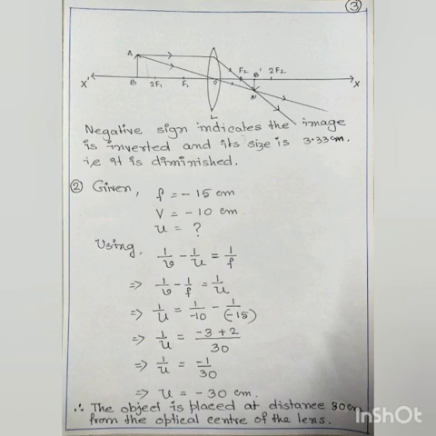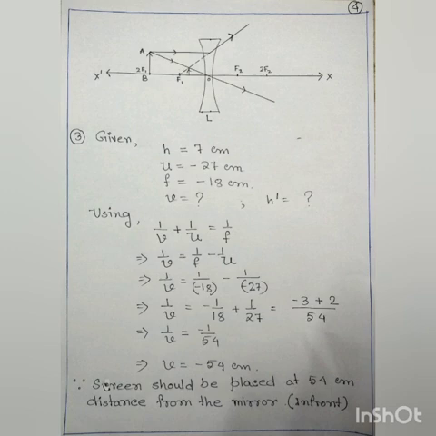See the calculations properly. And u will be minus 30 centimeter. So the object is placed at distance 30 centimeter from the optical center of the lens. Now see the ray diagram I have drawn for you. Check the ray diagram properly. Now next question, number 3.